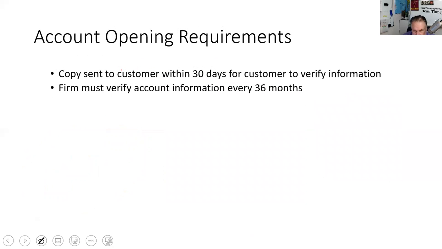I say, listen, the information I'm collecting on your new account form is really, really important. And so within 30 days, I'm going to send you a copy, and it's very important you look it over and make sure I got everything right. Now, we realize that your financial situation can change dramatically every 36 months, over 3 years. So we'll also kick out a review to you every 36 months. Could you please review that? And if anything's changed, your investment objective or things like that, please let us know.